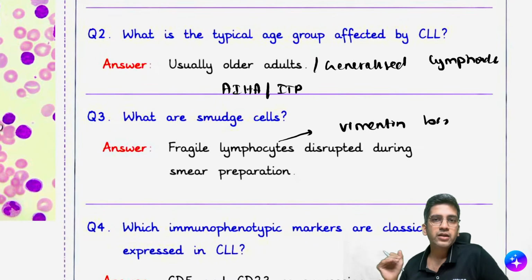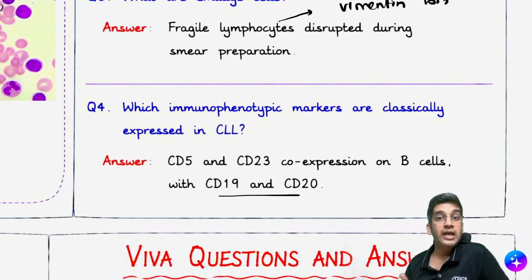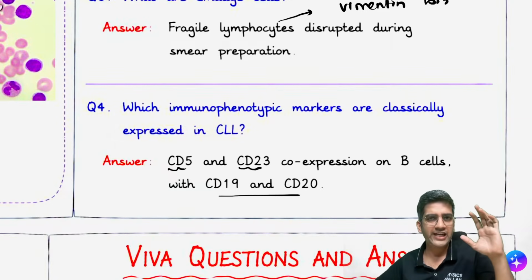CLL, Burkitt, your follicular, your mantle, everything are B-cell lymphomas. So without even thinking about it, tell a B-cell marker. Okay, CLL, it's a B-cell lymphoma. So they are positive for CD19 and CD20. So this is something which will immediately come to my mind. And then they are also positive for CD5 and CD23. These are diagnostic markers.